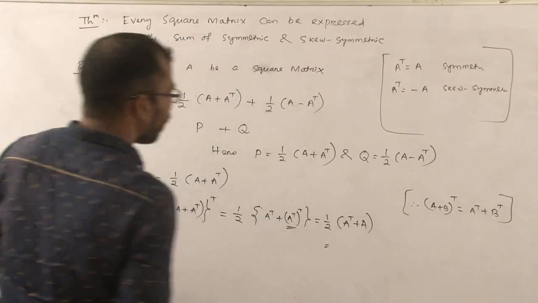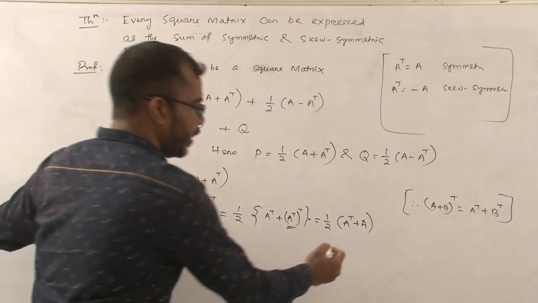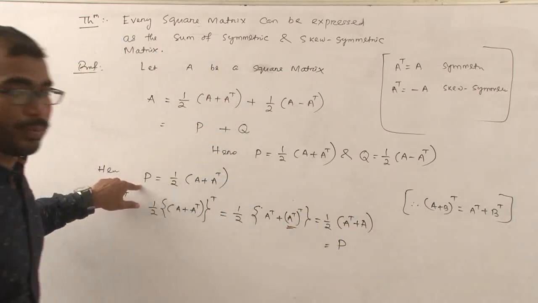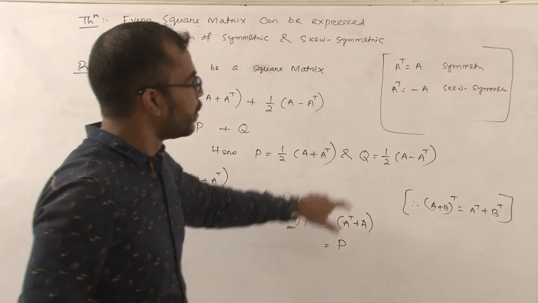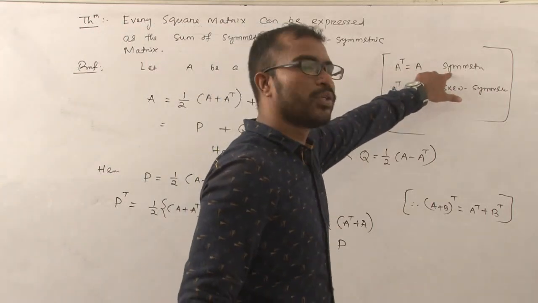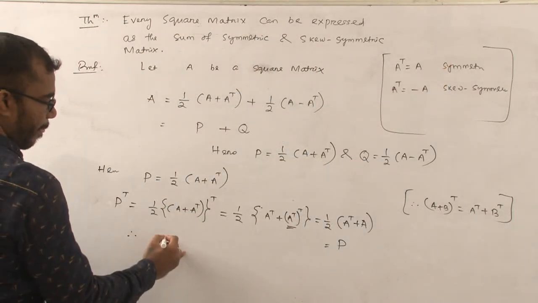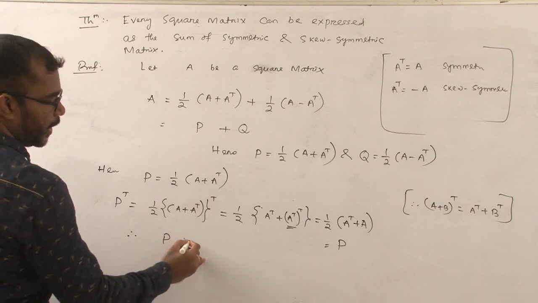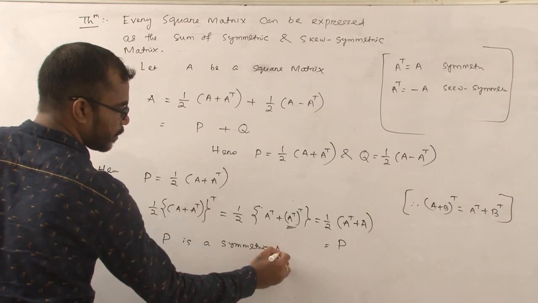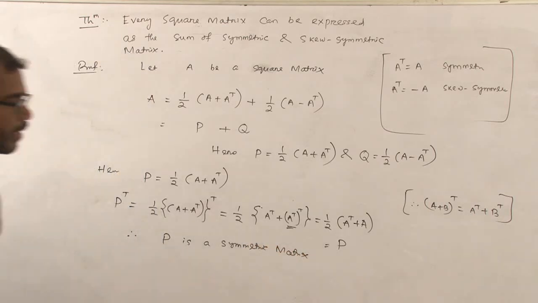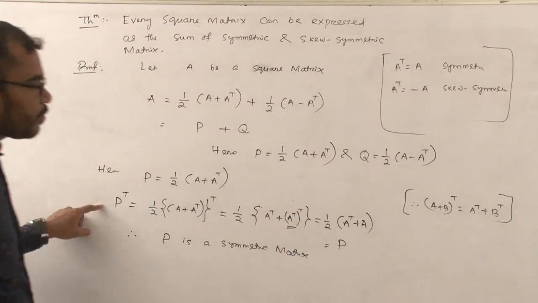So we get half of transpose of A plus A, since the transpose of transpose of A equals A. So half of A plus A transpose equals P. We can write this expression in the form of P. So transpose of P is equal to P. Transpose of A is equal to A, so it is called a symmetric matrix. So here we have found P is a symmetric matrix, because it satisfies the symmetric condition.